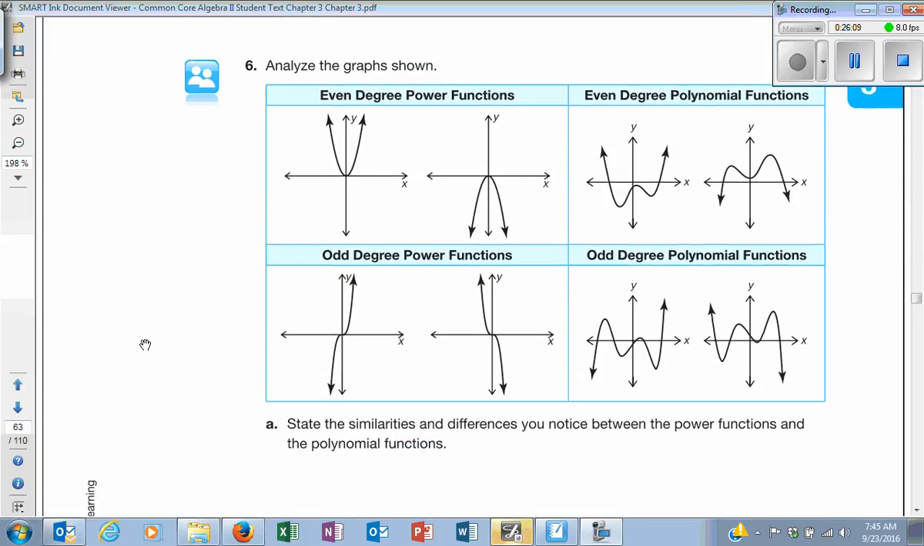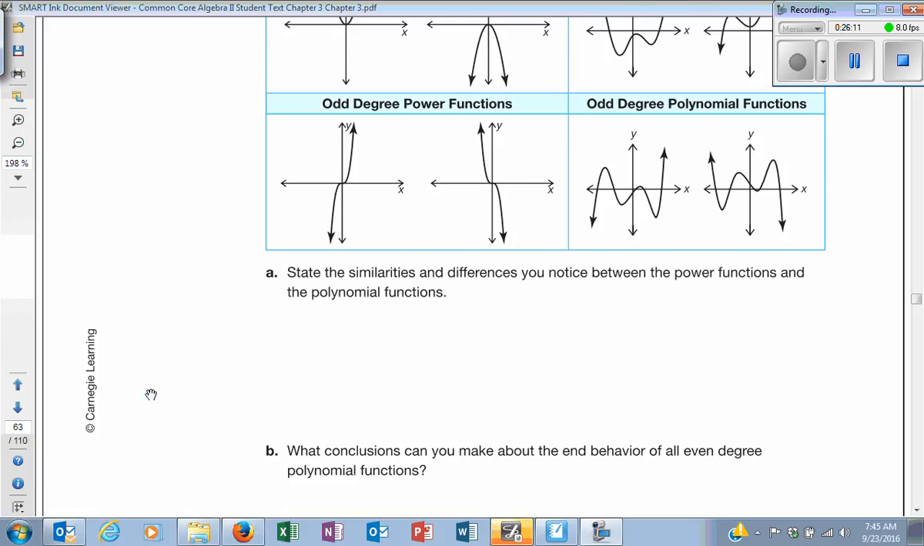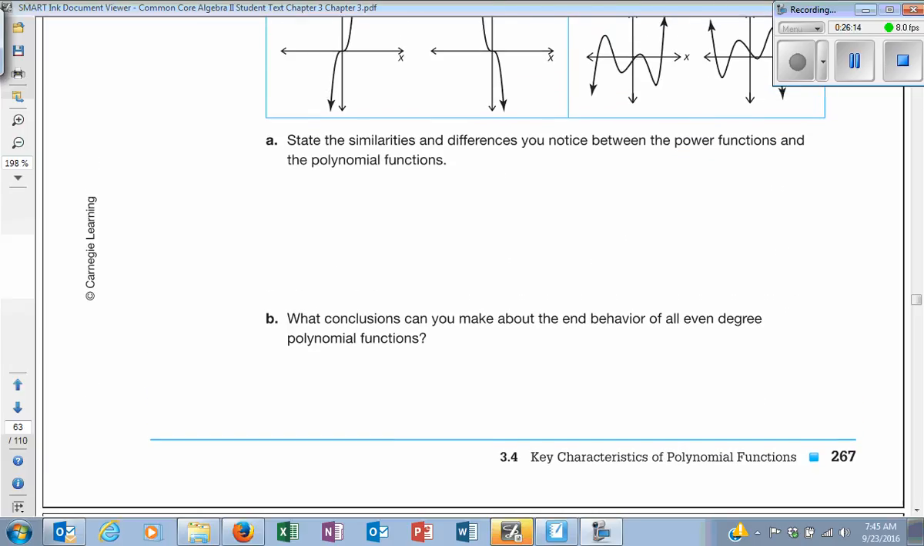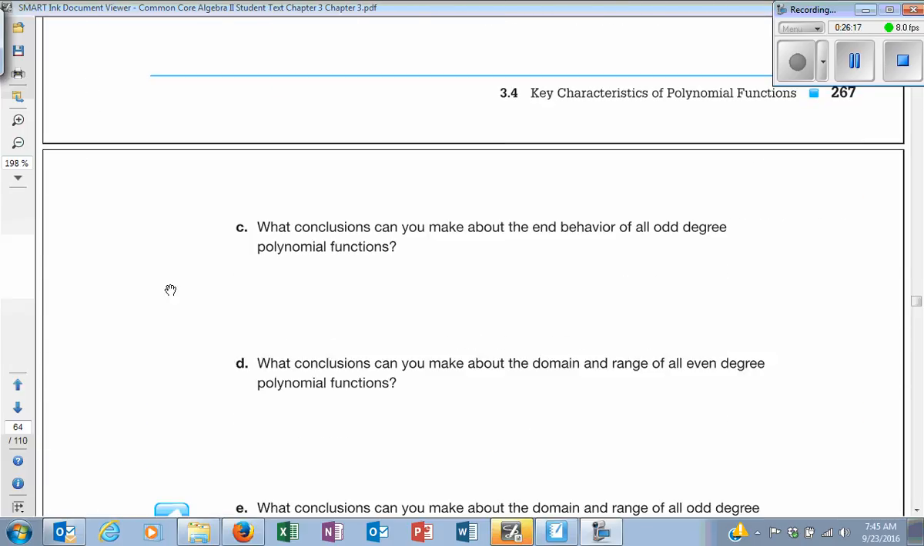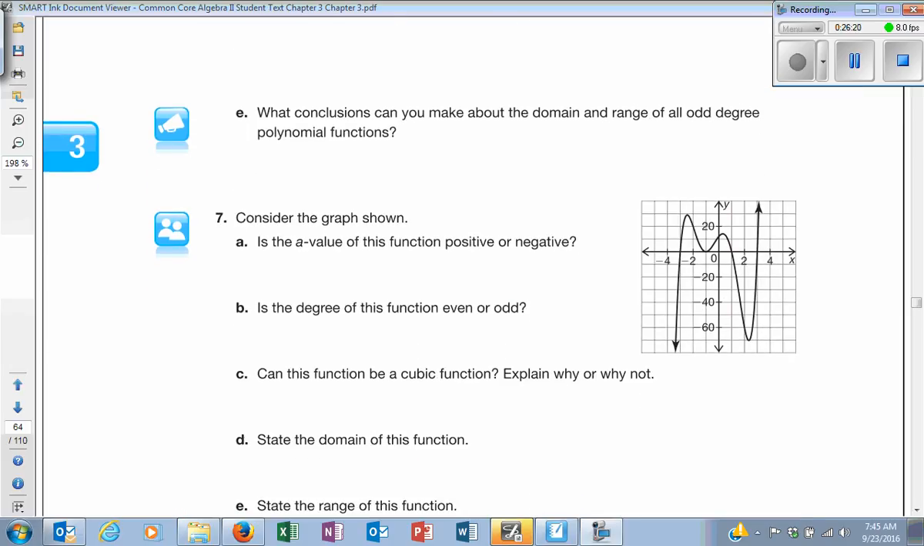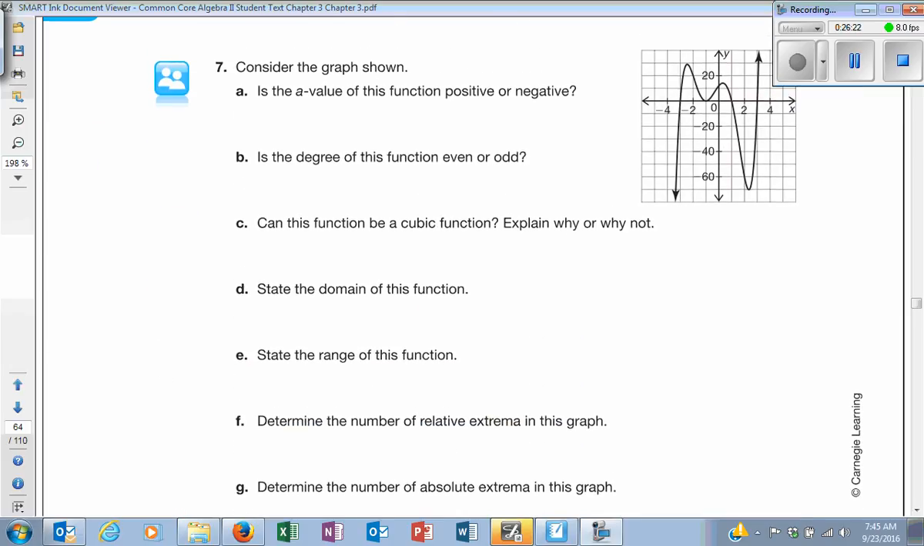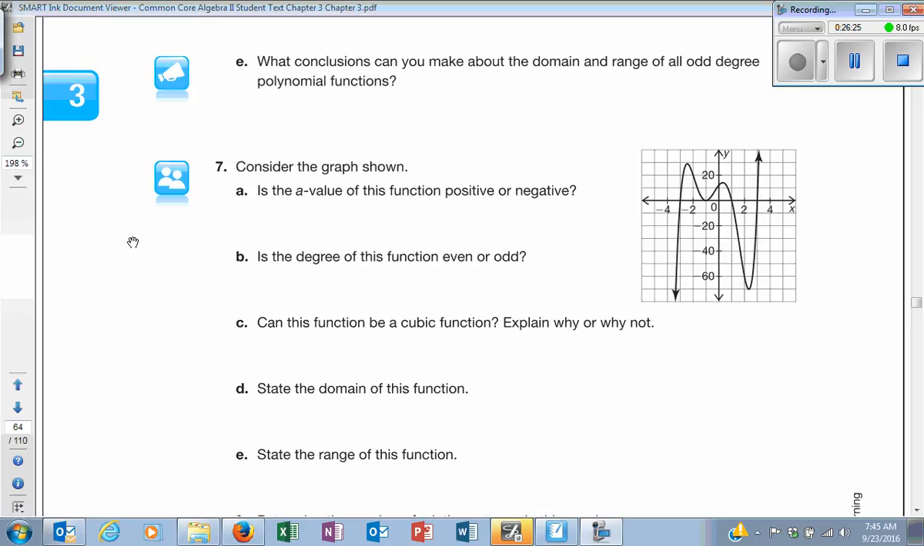Here are some possible charts that they're talking about. But I really wanted to get to... I think we've made a lot of these connections here. Alright, this is great. Consider the graph right here. This kind of puts everything together that we've talked about this whole chapter. We're going to do some investigating here.